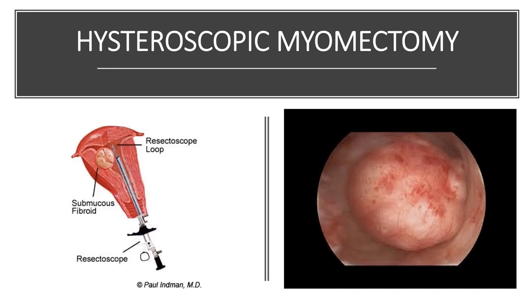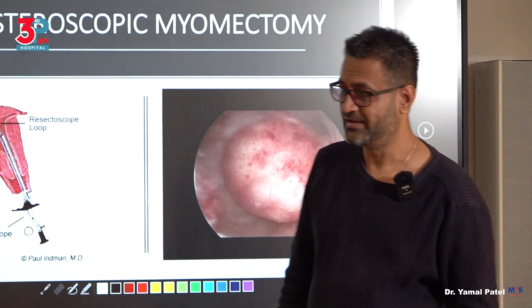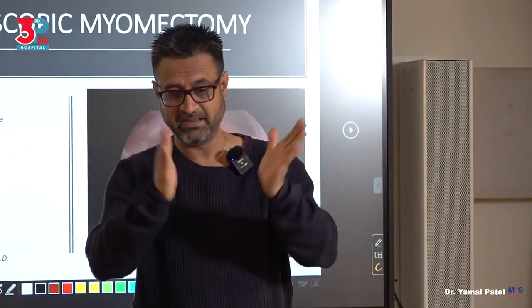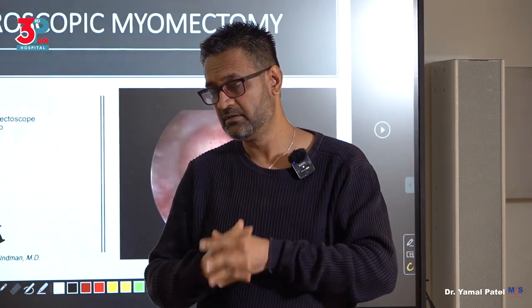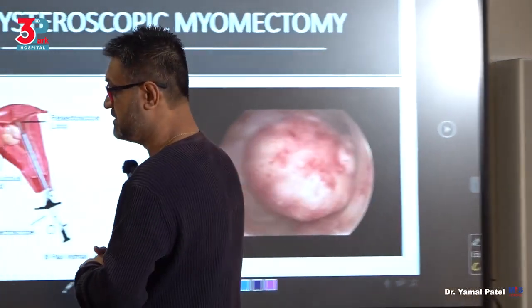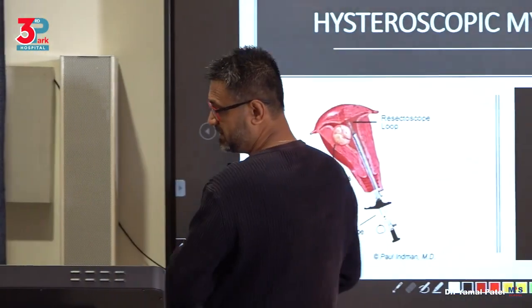Where can we use the resectoscope? We can use the resectoscope with energy for doing fibroid resection. We can use it for shaping or removing the septum. That's metroplasty. You can use it for septum resection. You can use it for polypectomy.